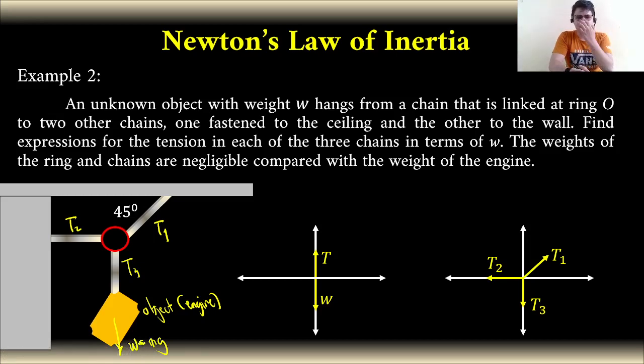Now here, we can have two free body diagrams. We have the free body diagram of the weight. So this is the free body diagram of the weight or of the engine. And we also have here the free body diagram of the knot. And we see the knot, this one.